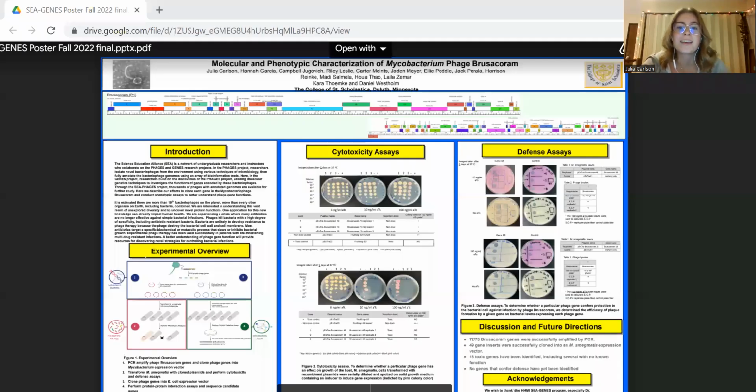All right. This semester, we worked through the Science Education Alliance, more specifically the program SEA-GENES, to perform molecular and phenotypic characterizations of the mycobacteriophage Brusacoram. To begin with a little bit of background information on the large scale end of the spectrum, as a program, we are working to determine how phages can positively impact human health.